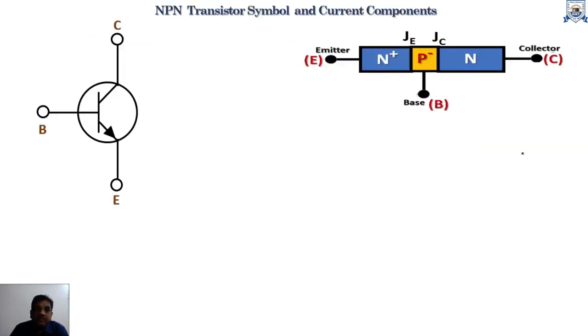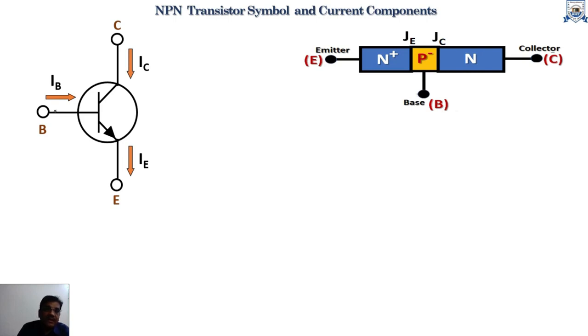Now, coming to the various current components in a bipolar junction transistor. This is the general symbol of a bipolar junction transistor. Here, the arrowhead at the emitter side indicates the type of transistor. If the arrowhead is going outward at the emitter junction, it is called an NPN transistor. In this figure, various current components are seen.